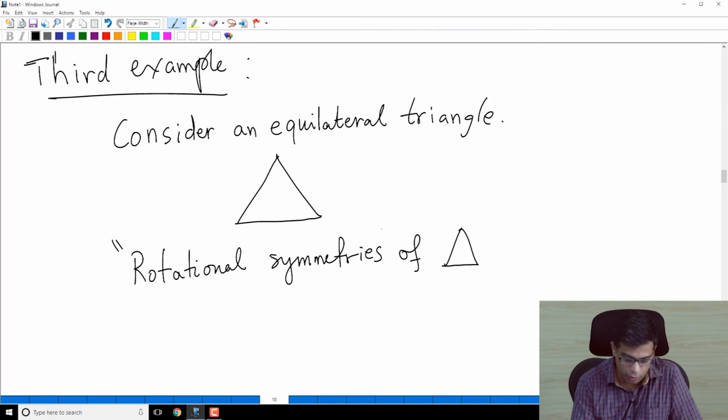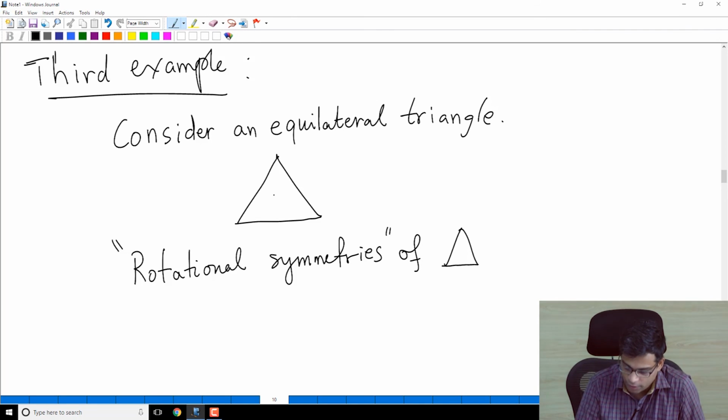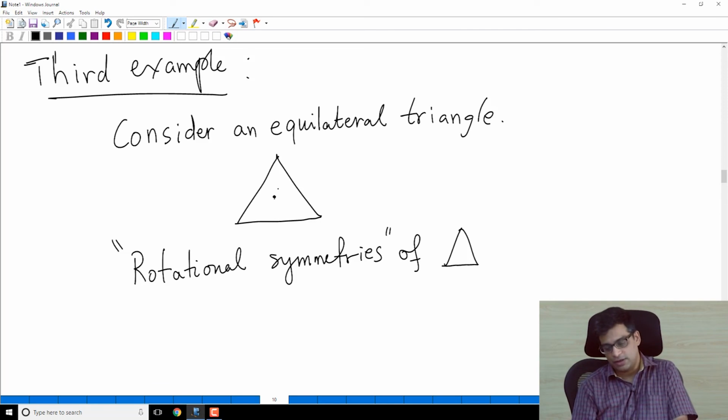So, what do I mean by rotational symmetries? Rotational symmetries are the following. I want to rotate the plane on which this triangle lives, and a rotational symmetry is one where, if I perform a rotation, I get the triangle back. Rotations happen around a point. So, let us say I rotate around the incenter of this triangle.